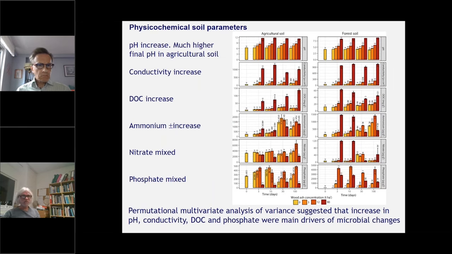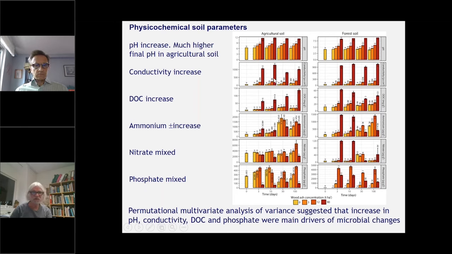These are, I'd say, some of the results that I present here. The first one is the physicochemical soil parameters. We saw, not very surprisingly, a large increase in pH in the soils. You should notice that the scales on the y-axis here are not the same. The upper graphs here show the pH. We reached a much higher final pH in the agricultural soil than we did in the forest soil.